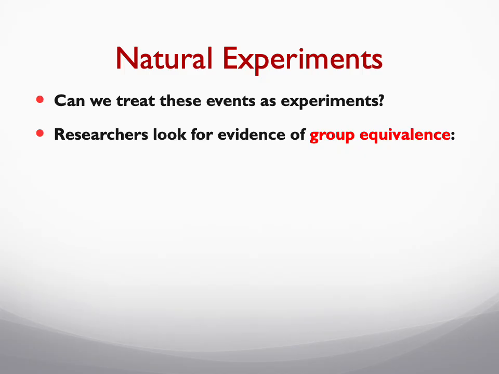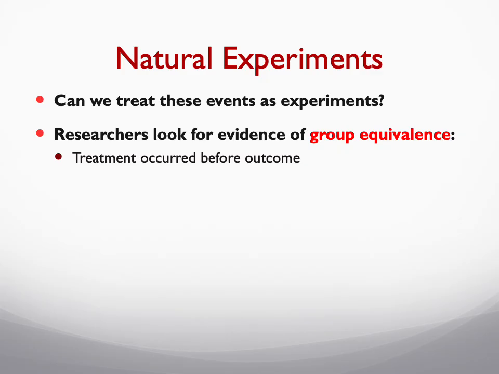And so when we lack that random assignment, we're always going to have these questions about group equivalence. Were the groups that I'm comparing similar to one another before the treatment actually occurred? And how could I assess that? So I'm going to want to look at the communities that I'm including in my study, and I'm going to want to demonstrate a few things. One, that the treatment that I'm interested in occurred before I've actually tried to measure the outcome.